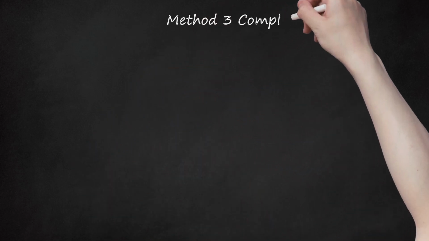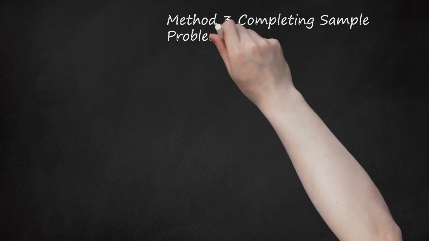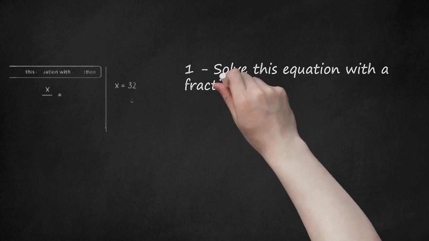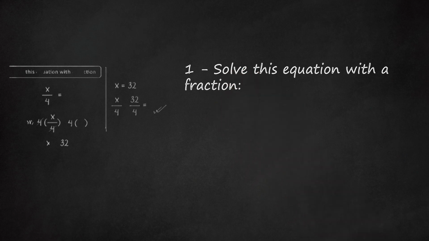Method 3. Completing sample problems. 1. Solve this equation with a fraction. x/4 = 8. Since the variable is divided by 4, to isolate it you need to multiply by 4.